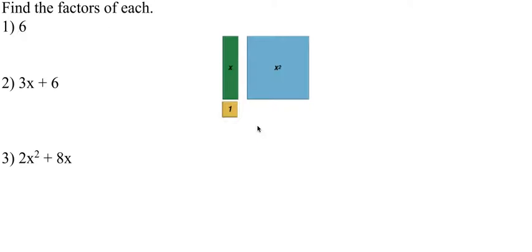Video we're going to be factoring each of these things, and we're going to be using algebra tiles to do it. And I'll remind you that factoring is basically undoing multiplication, or rather finding what things multiply together to make what we're trying to factor. So in number 1, we're trying to factor 6.